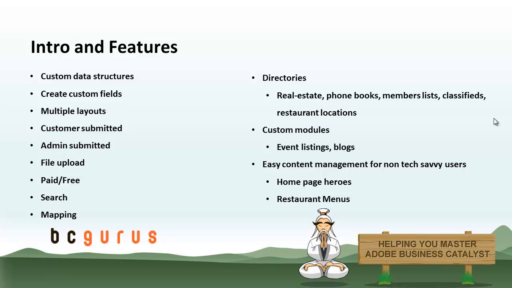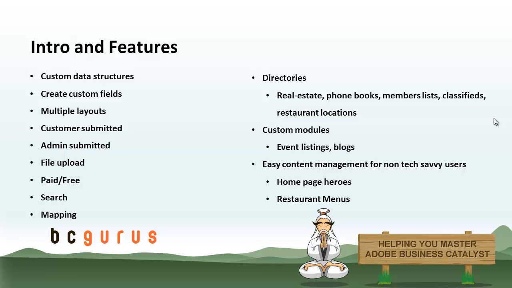You can have multiple layouts for web apps, so you're going to have a couple different list views as well as a details view. You can completely define and customize how you want. You can allow customer submitted items, so visitors on the site can register for the site and then submit items to be included in your lists. And you can also do admin submitted web app items where you're creating them on the back end.